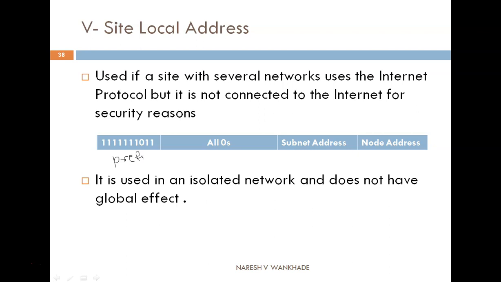As far as the representation is concerned, it has a prefix field of 10 bits. Then the remaining field is of 38 bits that contains all zeros. There is a field for subnet address, which is of 32 bits, and the next field is the node address. It has 48 bits. That is about the representation of site local address.